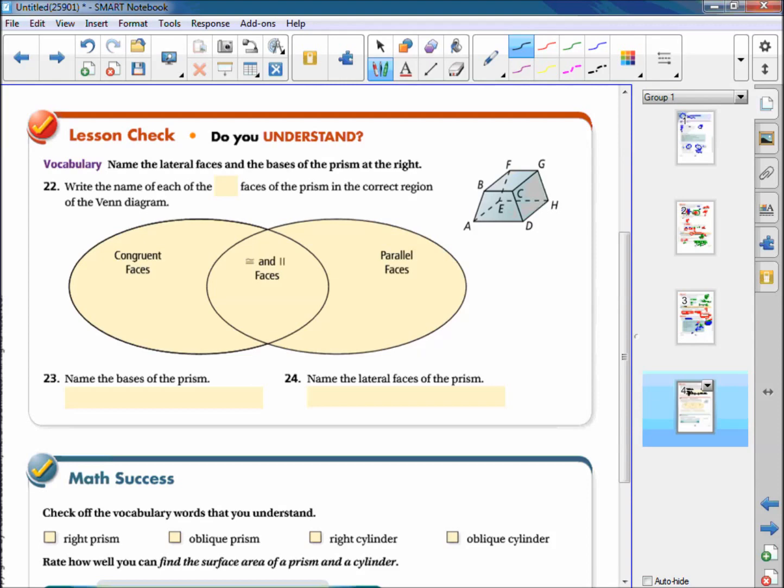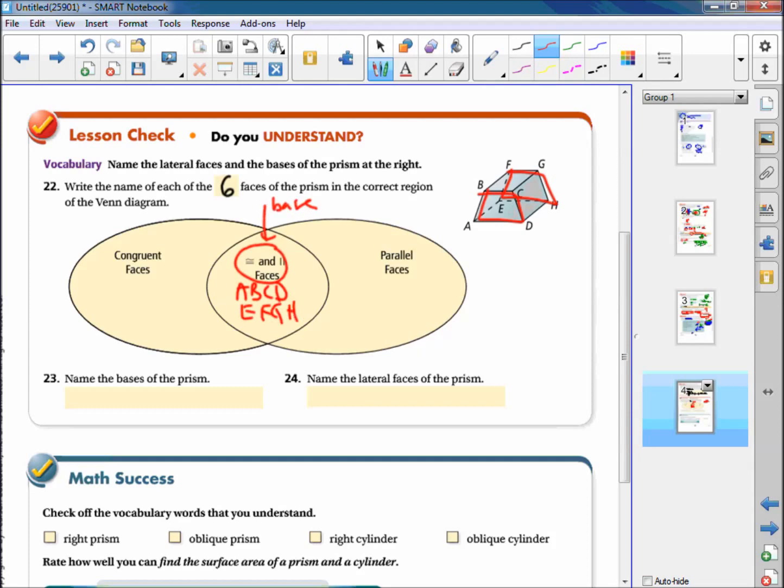All right, so write the name of each of the 6 faces of the prism in the correct place of the Venn diagram. Since this is a trapezoidal prism, because these two shapes are parallel and congruent, those are going to be our bases. So in here are our bases, and we're going to put A, B, C, D, and E, F, G, H.